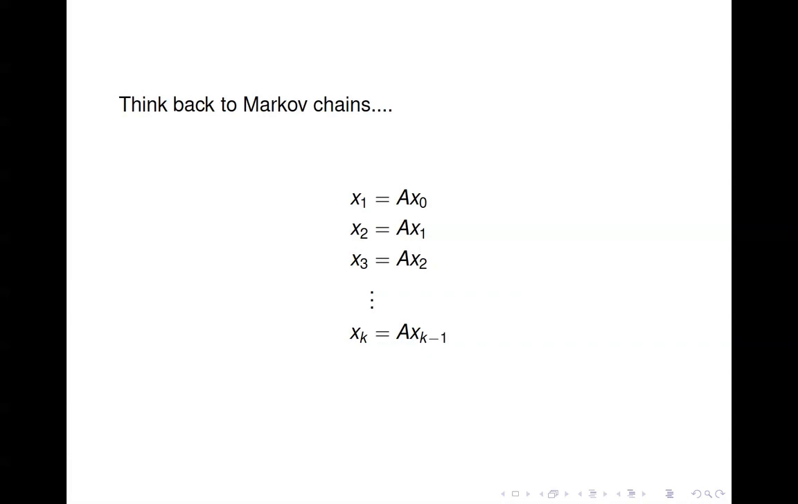Now, if we look at it like this, then to find, say, our state vector at time 10, you need to find the state vector at time 9. And to find the one at time 9, you need the one at time 8, and so forth. And so to compute x sub 10, you need x1, x2, x3, up through x sub 9.